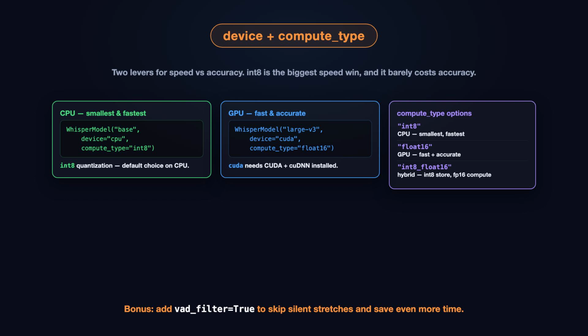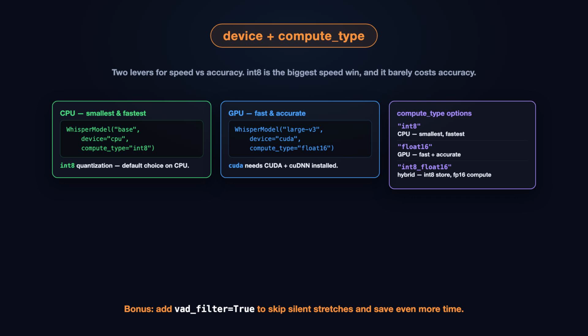Just know that the CUDA path needs CUDA and cuDNN actually installed on your machine, and that is the usual source of setup friction, so if you hit a library not found error, that is where to look. There is also a middle option, int8_float16, a hybrid that stores weights as int8 but computes in float16, which can be a nice balance on some GPUs. The simple rule of thumb: int8 is the single biggest speed lever you have, and it hardly touches accuracy, so on CPU reach for it first, every time.